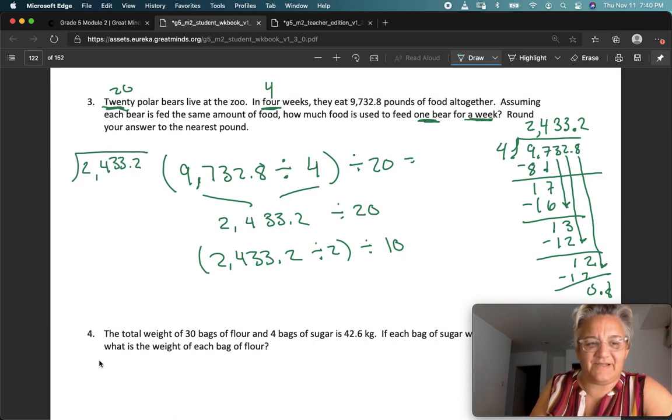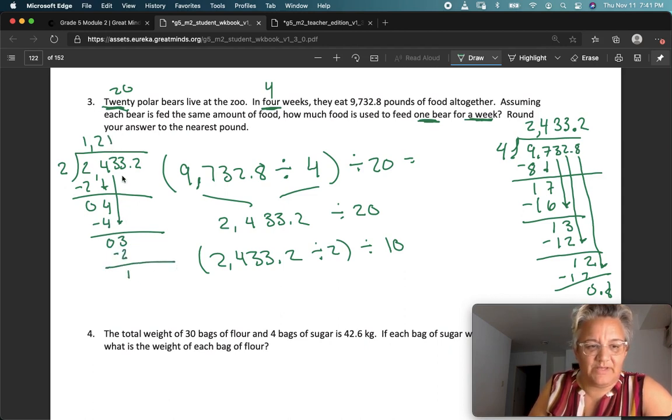I'm doing it over here so I have more space. Okay, 2 goes into 2001 time. And bring down my 4. 0. 2 goes into 4 2 times. It's 4. That's 0. Bring down the 3. 2 will go into 3 1 time. That's 1. Bring down the other 3. Now I have 13. So 2 will go into that 6 times.